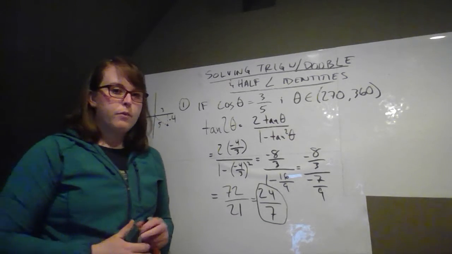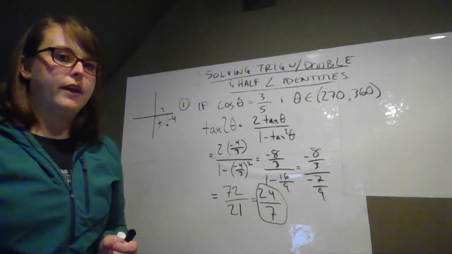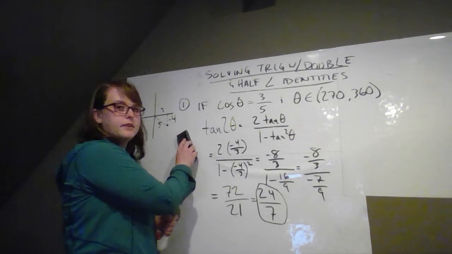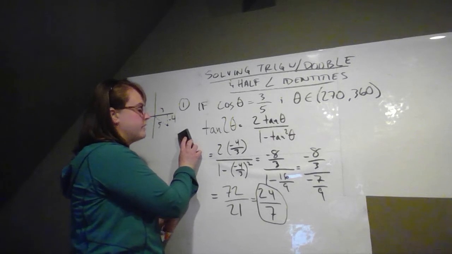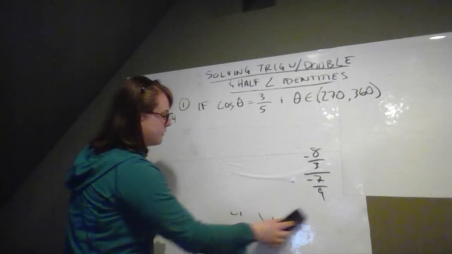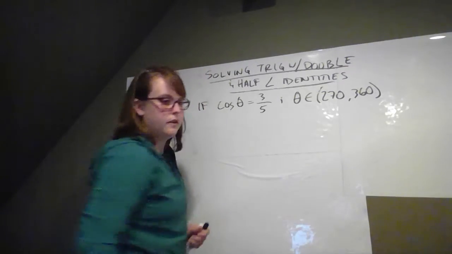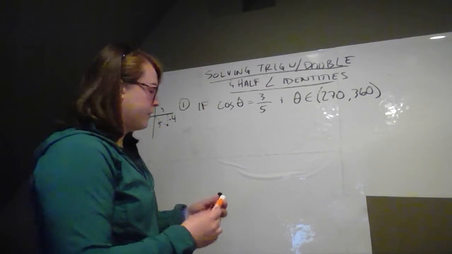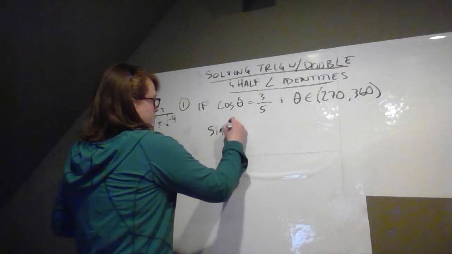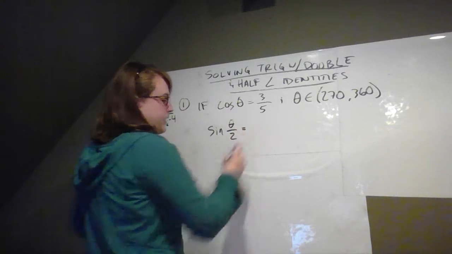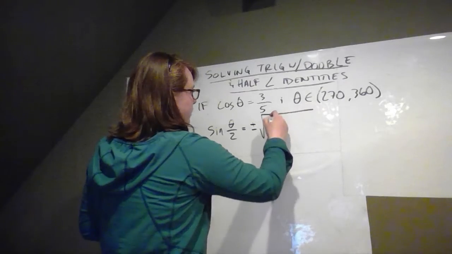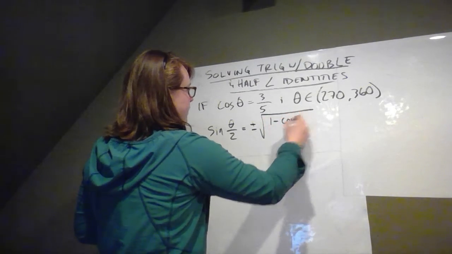Okay, well then what if I wanted to find sine of theta over 2? Let's do that one as well. So I'm going to erase this one. So if you need it, feel free and pause the video and continue your notes. Okay, theta over 2. All right, so the formula for that was plus or minus the square root of 1 minus cosine over 2.